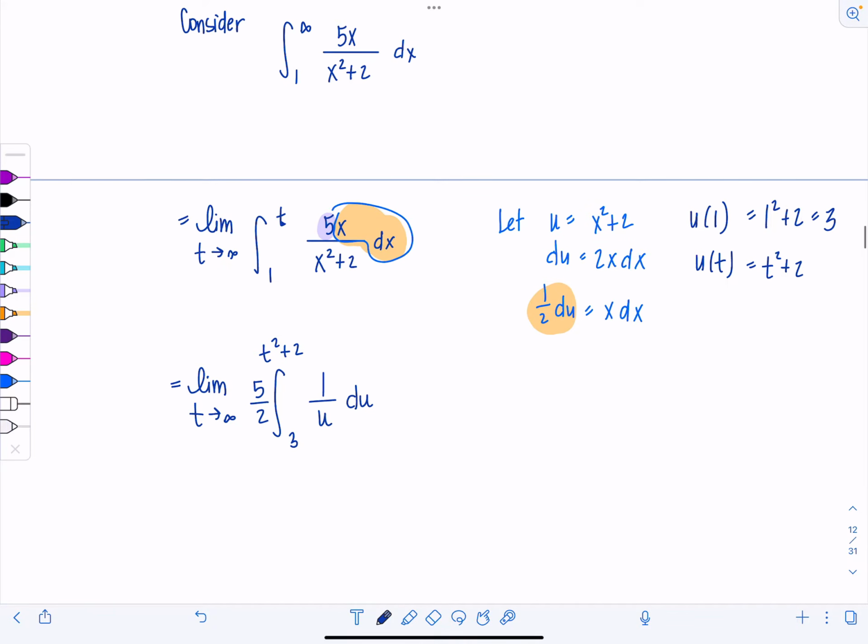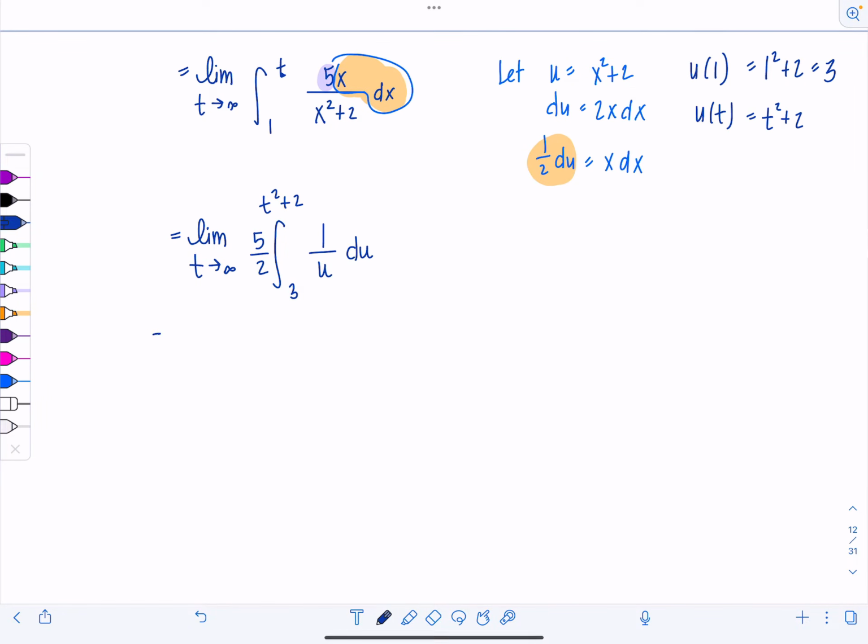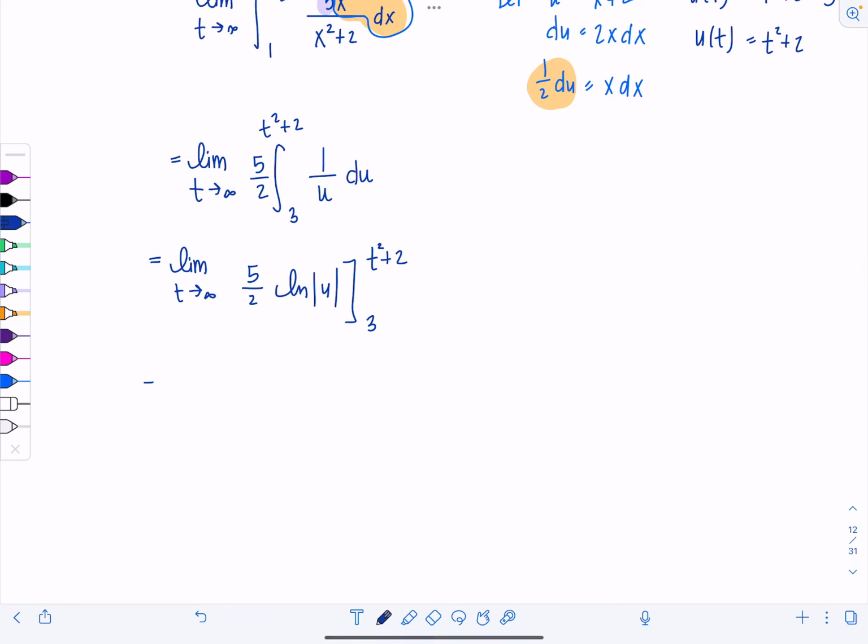Okay, you know the antiderivative of 1 over u, don't you? Yes, we do, Professor V. Limit as t goes to infinity, 5/2 ln absolute value of u, evaluated from 3 to t squared plus 2. Leave the 5/2 out of it, okay? Constants are not invited to the party. 5/2 times ln absolute value t squared plus 2 minus ln 3. I don't need absolute value, 3 is positive.